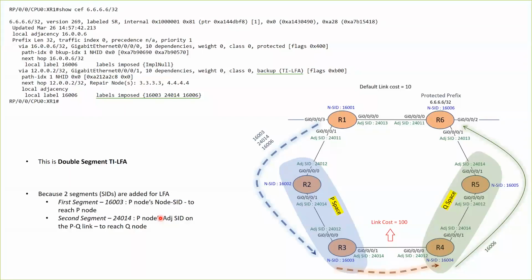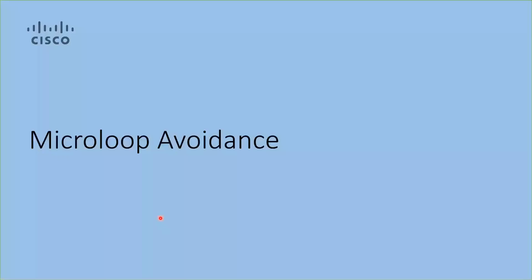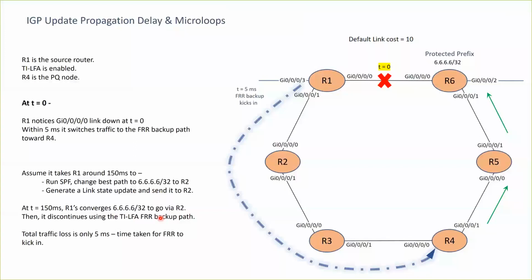Okay, so far so good, I hope. Okay, now we come to the last section. Understand what are micro loops. Okay. So again, we consider the same topology. All right. At t equal to 0, the link went down.